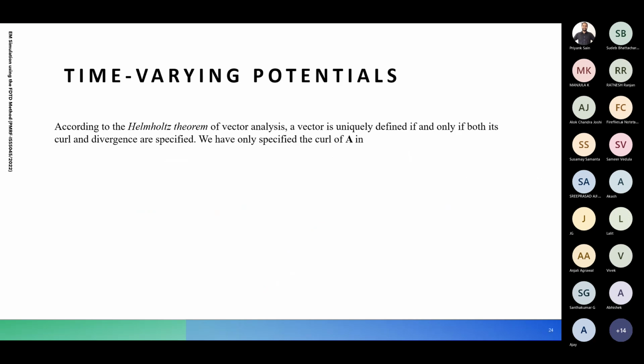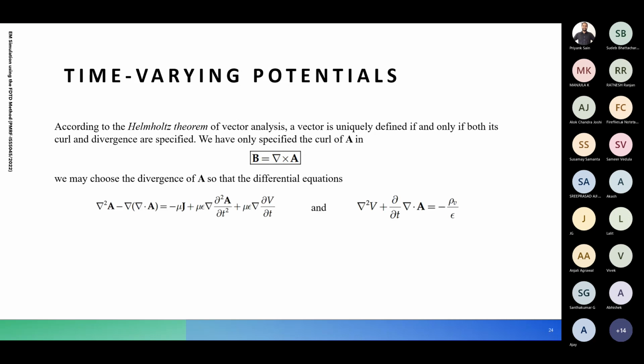According to the Helmholtz theorem of vector analysis, a vector is uniquely defined if and only if both its curl and divergence are specified. Now we had the curl of A defined earlier, and so we may choose the divergence of A such that these differential equations become very simple.